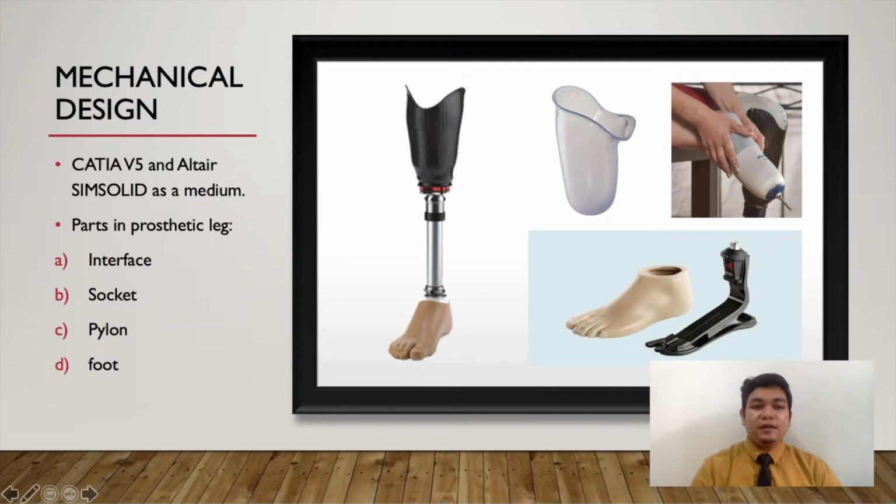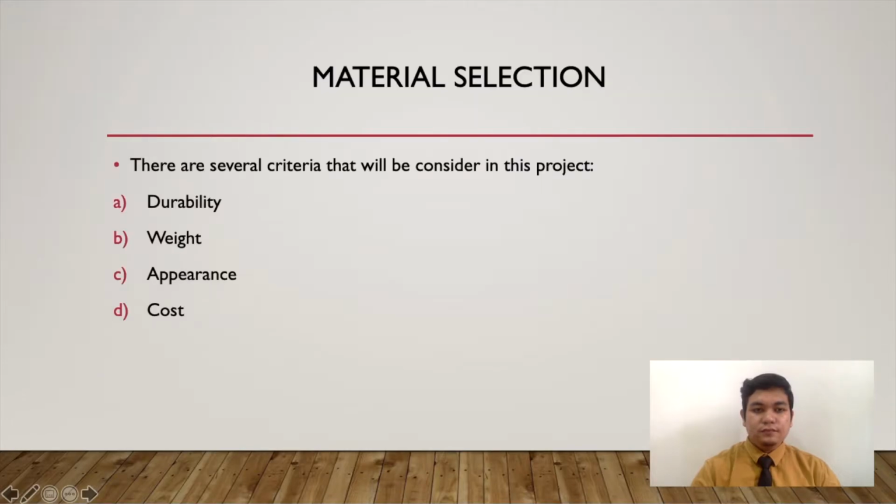For the mechanical design, there are several parts involved, such as the interface, socket, pylon, and also the foot. For the material selection, several criteria will be considered in this project, such as material durability, weight, appearance, and cost.